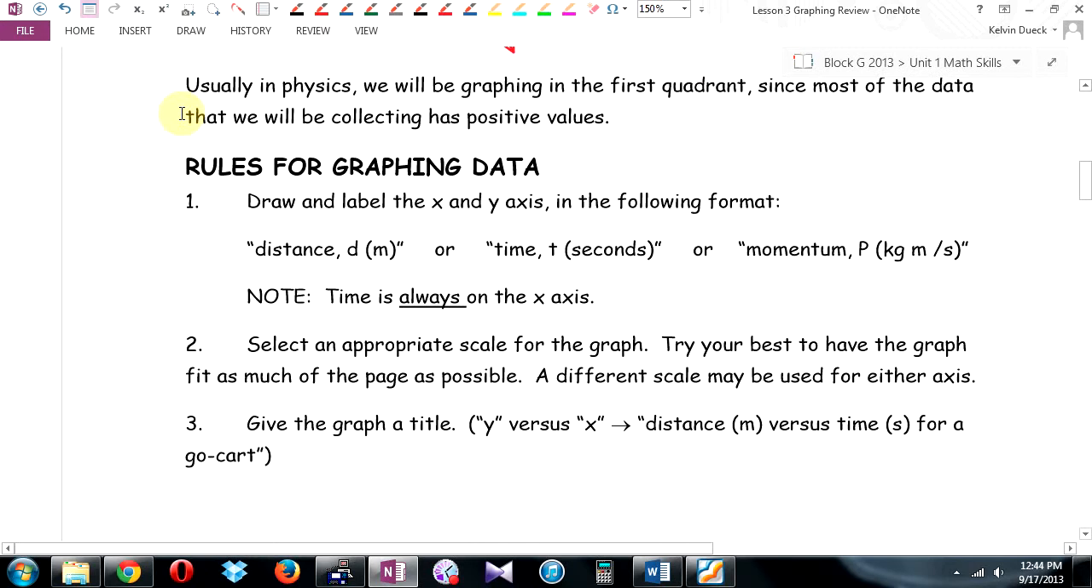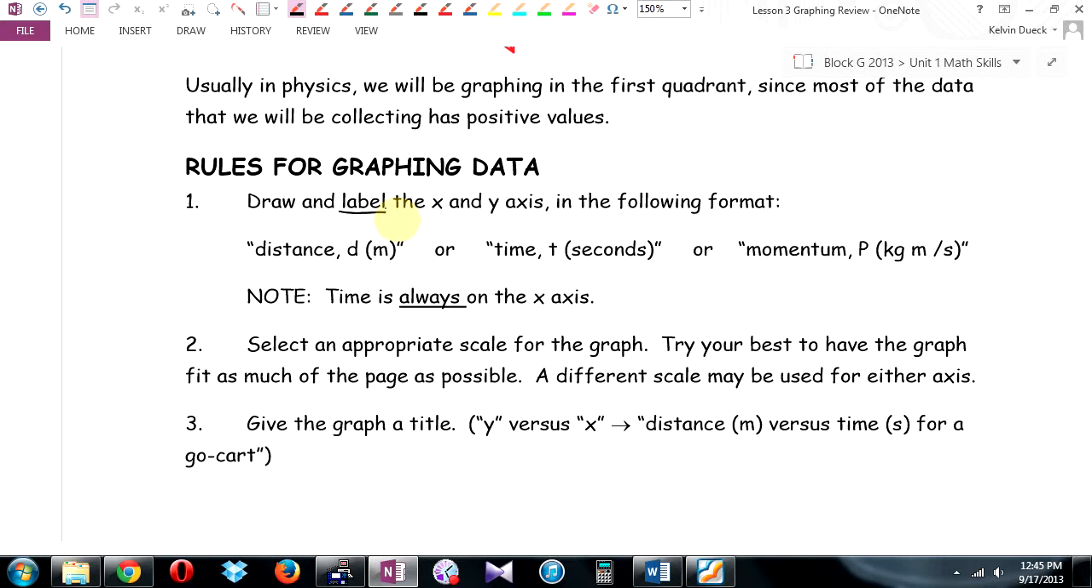Okay. It says, draw and label the x and y axis in the following form. So what you have to do for me, you have to label the axes. You got to tell me what you're measuring. And what I mean by that is you're going to tell me what it is, comma, the abbreviation you're using, and the units. Distance, comma, d, meters. Time, comma, t, seconds. Momentum, comma, p, you don't know this yet, kilogram meters per second. Momentum comes later. Oh, little note, time is always on the x-axis. That's a fib. Time is always on the x-axis except for the one activity that we'll be doing where it's going to be way easier to put time on the y-axis, but I'll tell you then it's clear. If you're not sure, time goes on the x-axis.